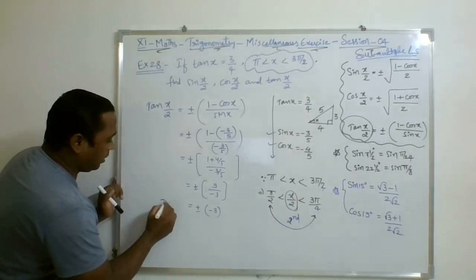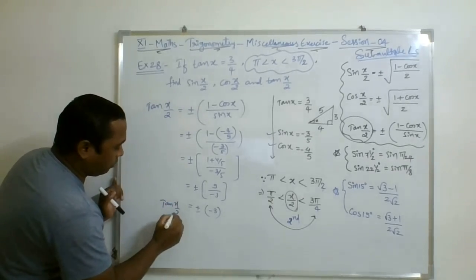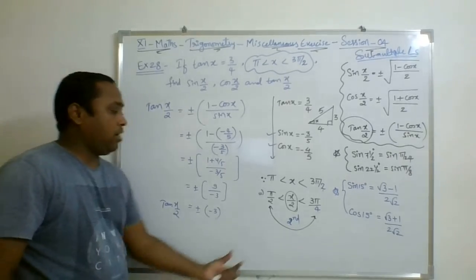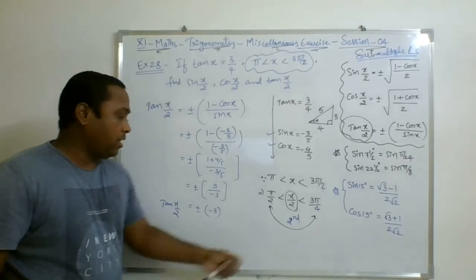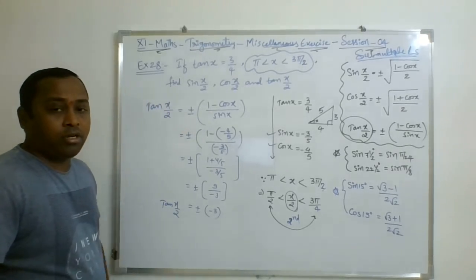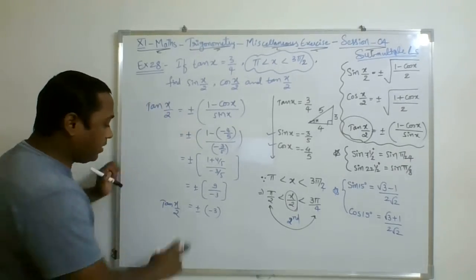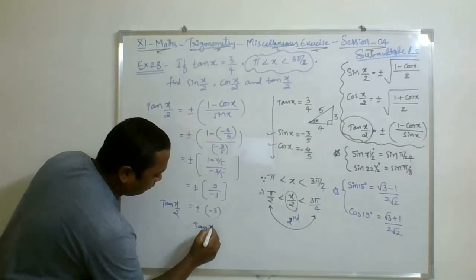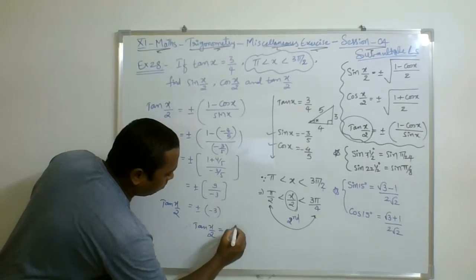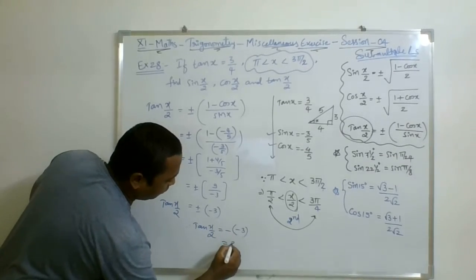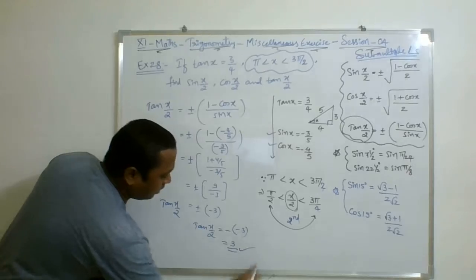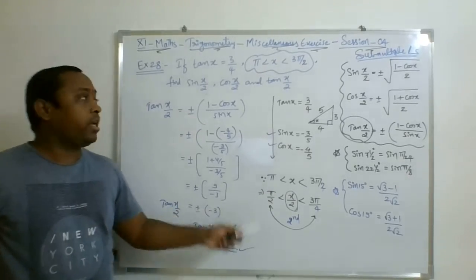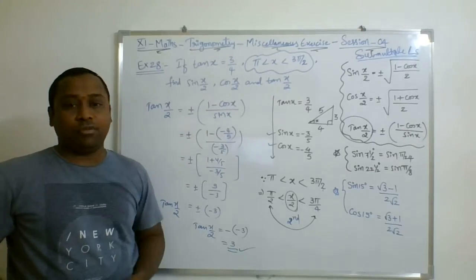Now the question is tan x by 2. Which sign has to be taken? X by 2 angle lies in the second quadrant. In the second quadrant, tan is what? Negative. Hence, the negative sign has to be taken. So, tan x by 2 is equal to minus of minus 3, which is equal to plus 3. This is the answer. The reasoning remains the same in all three values.